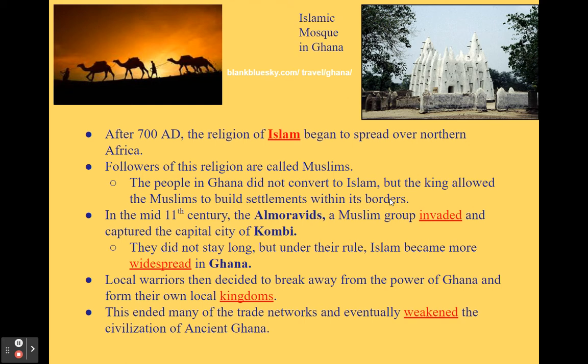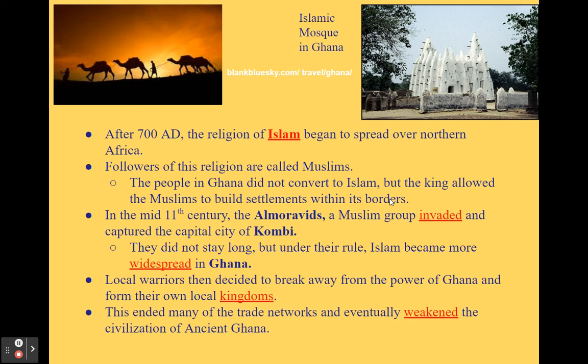Until the Almoravids come along. In the middle 11th century, the Almoravids, who were a Muslim group, invaded and captured the capital city of Kombi. I want to make very clear that this is not the same group of Muslims that were living in Ghana. They were not the same Muslims that were living in Ghana peacefully. This was a different group.